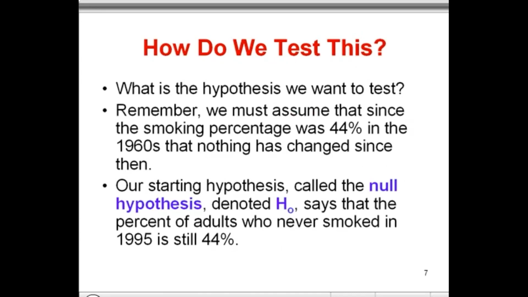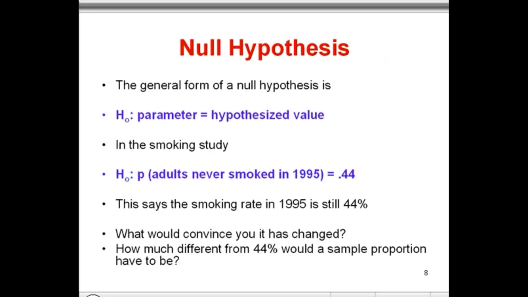In a test of significance, the assumption that nothing is going on is called the null hypothesis and is written H subscript 0. In this study, the null hypothesis says that there is no change in the percent of non-smokers, and that the percent in 1995 is the same as it was in the 1960s, namely 44%. It is important to recognize the general form of a null hypothesis. It says that a parameter is equal to some hypothesized value. In this case, it says that the true proportion of non-smokers in 1995 is still 44%.